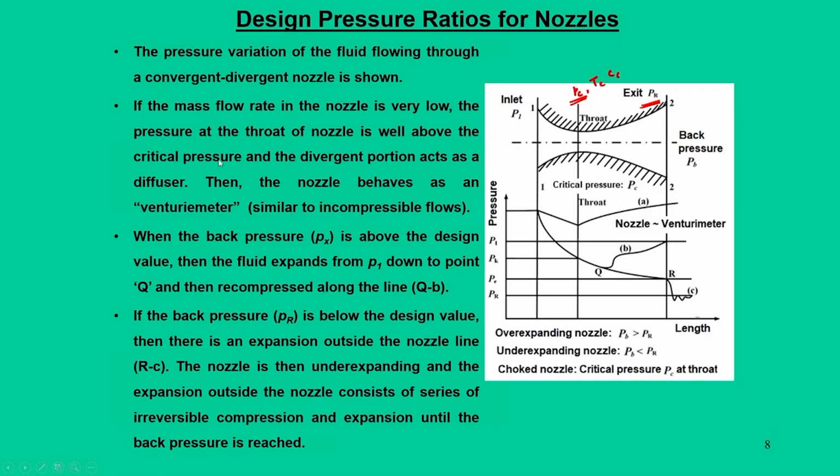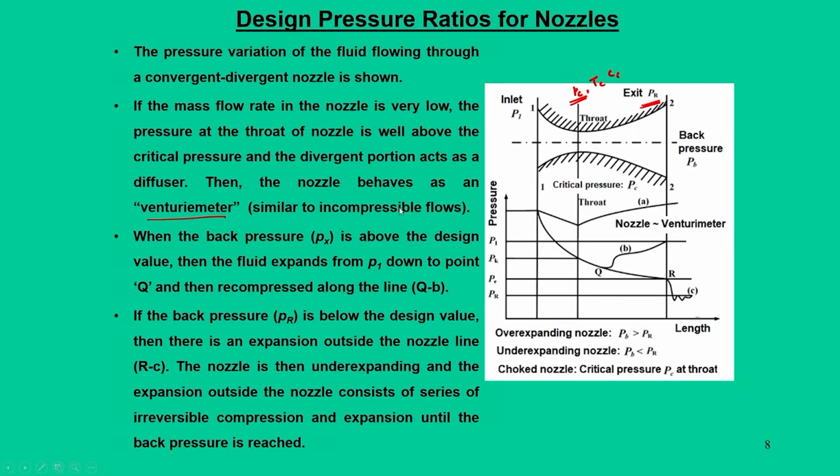That means, at the throat we will not achieve critical pressure, because the mass flow rate is very small, and then this nozzle behaves in a manner which we commonly use in incompressible flow, that is known as a venturimeter. But although the shape is similar to a convergent divergent nozzle, the venturimeter does not operate for expansion purposes. So, the concept of the venturimeter is not part of our course.